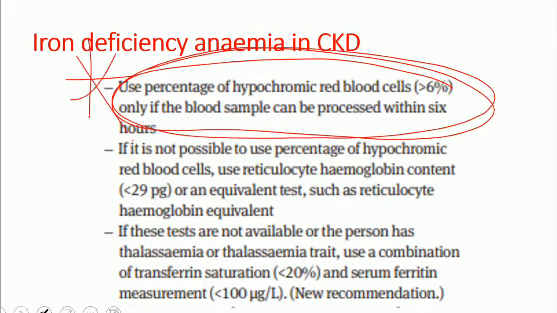In a blood film, you can look at the amount of hypochromic red cells. As I told you, hypochromic red cells indicate iron deficiency, right? Another way of diagnosing iron deficiency is to go by the iron profile, iron studies.